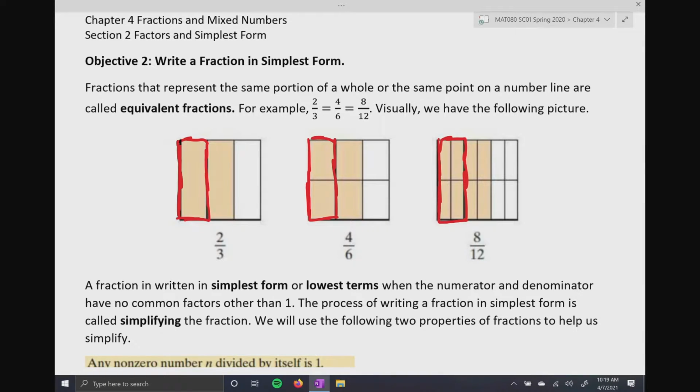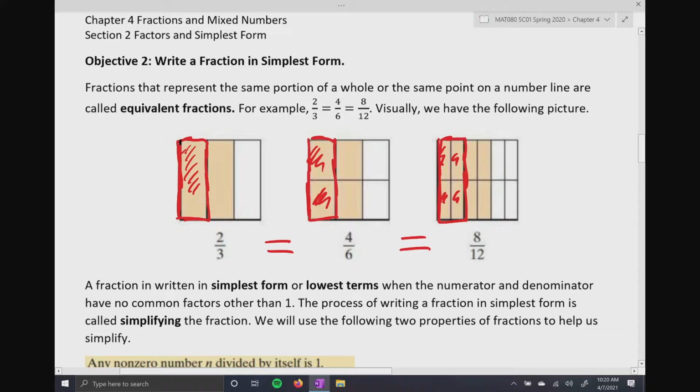I mean, in 2/3, just one big rectangle. In 4/6, it's broken down into like 2 little ones. And then in 8/12, you have like 4 littler ones. But the fact remains, they're all the same exact size. So 2/3 is equal to 4/6, which is equal to 8/12.